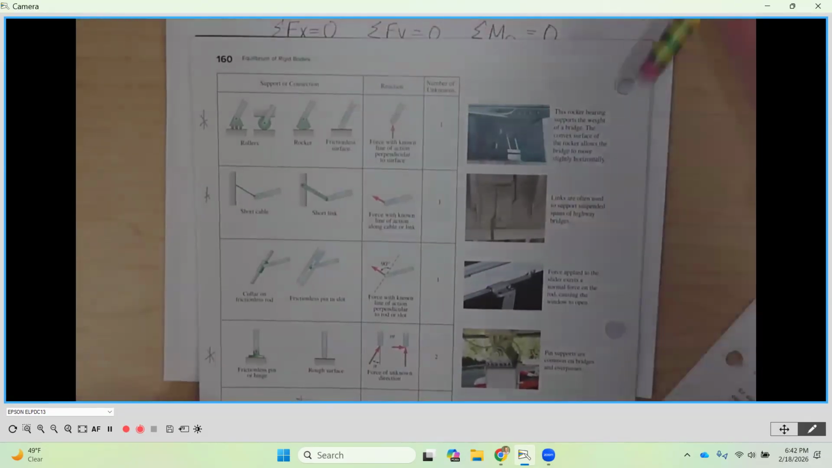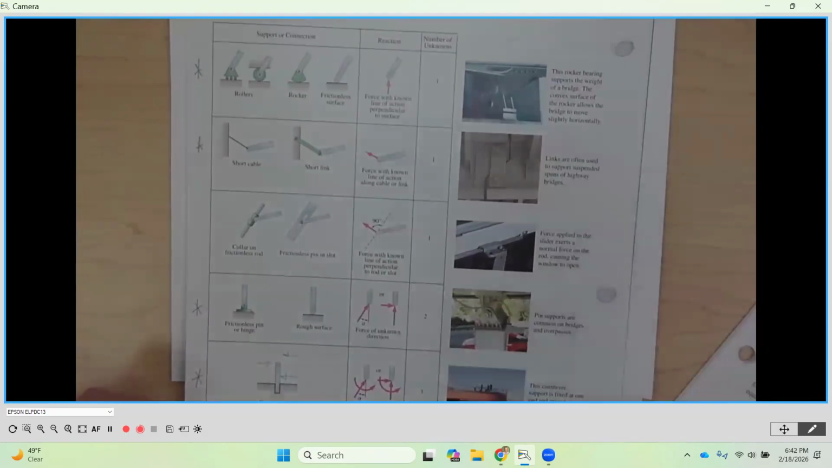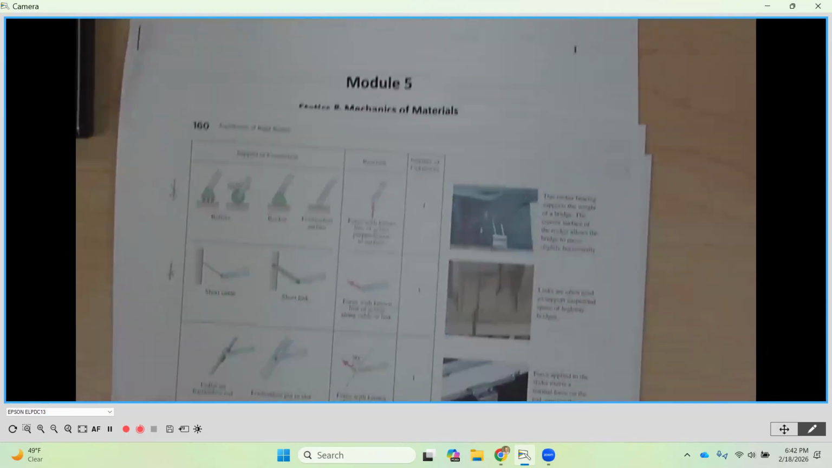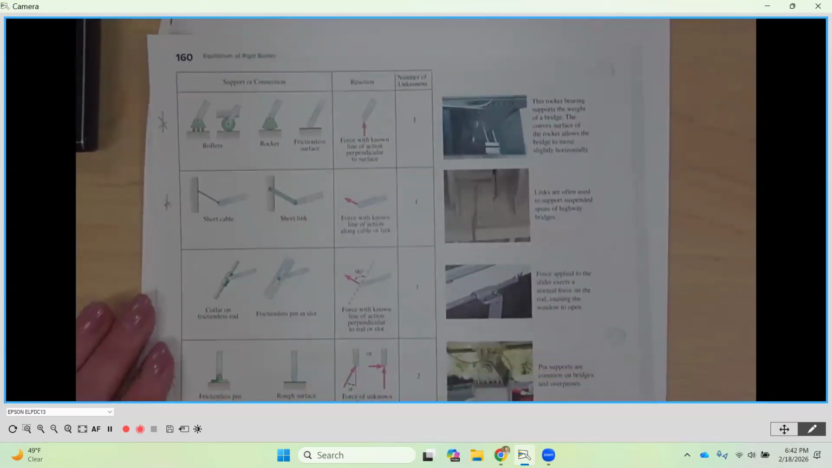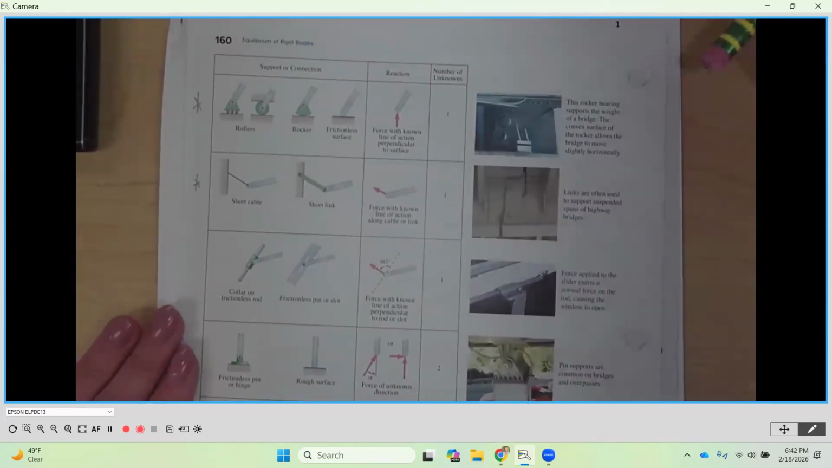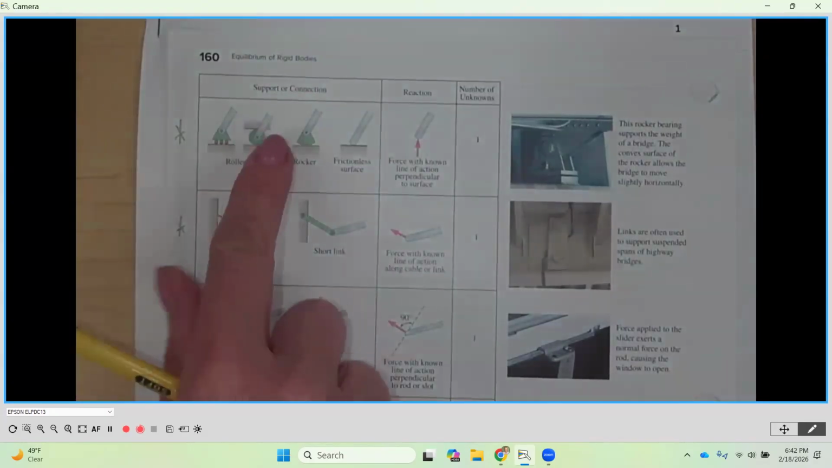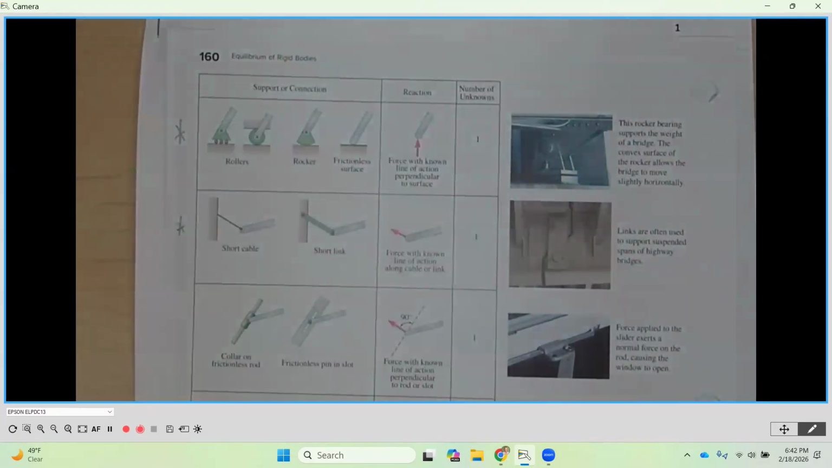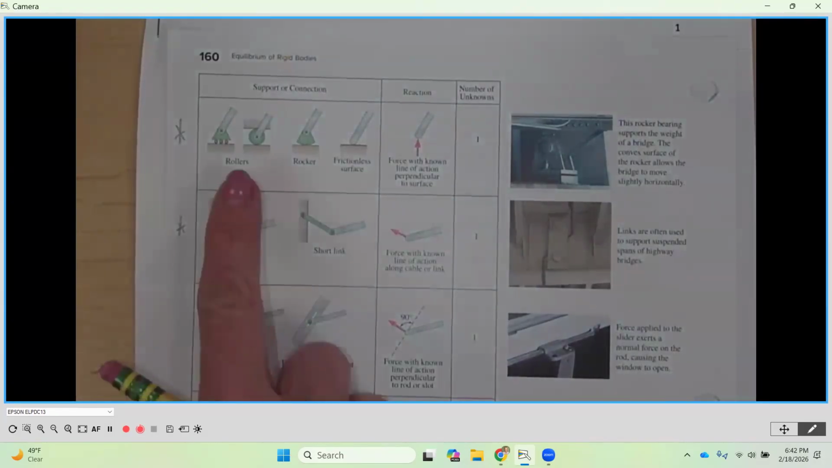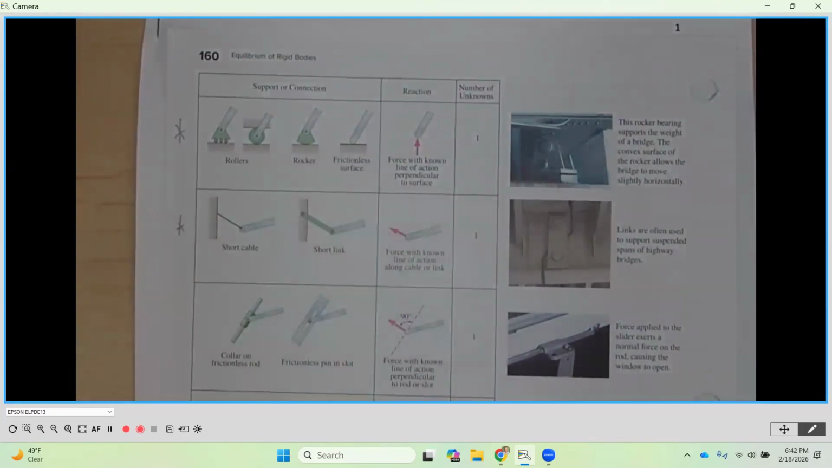On page 160, you're going to notice that what they have here, and this is figure 4.1, is a table. And the first column in the table is identifying the support or connection. They're giving us examples of how we might see them in the illustrations, in problems going forward, or examples that we're going to be doing.